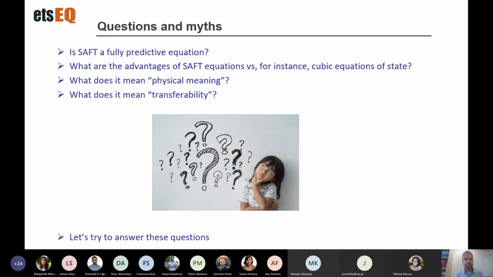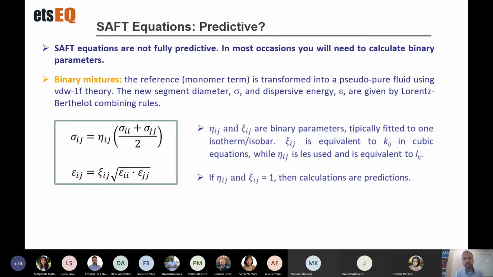Okay, I've mentioned that there is an additional term, but is it really worthy? What does physical meaning mean? What does transferability of the parameters mean? Okay, so let's try to give some light on these questions. Okay, so first of all, is SAFT predictive? Well, the response is SAFT equations are not fully predictive.